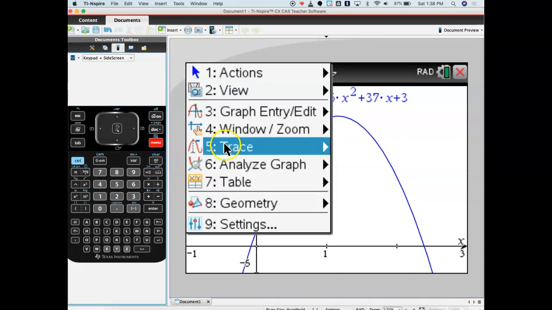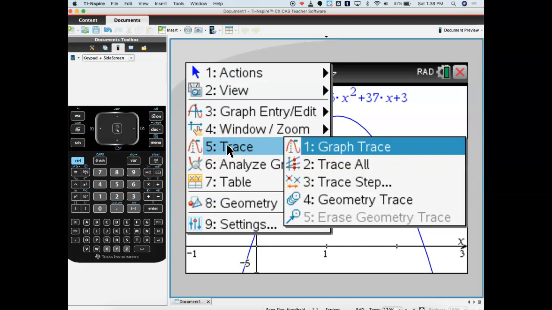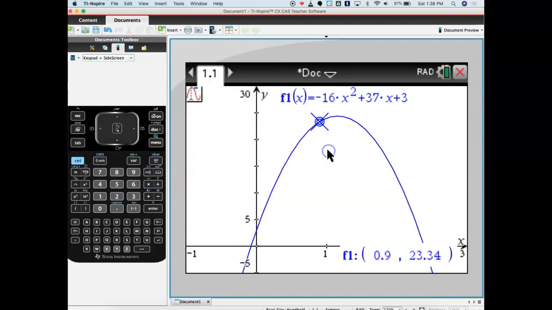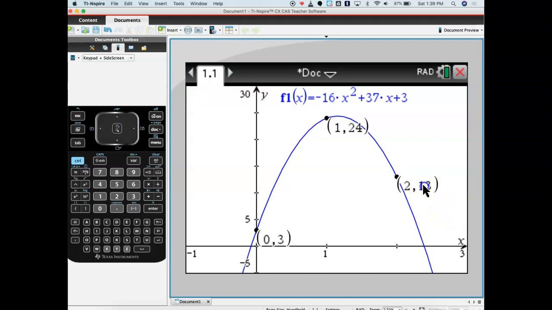So let's go find these. We can find these by using trace on the graph. And if I needed to know the position 1 second in, well, it's 24. And if I needed to know my position at 2 seconds into it, it's going to give me 13. And I'll have my 0 on there too, just to show that. So bottom line, I could just use my trace function on my calculator.